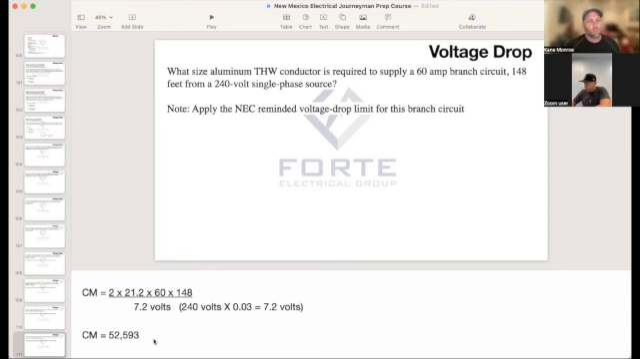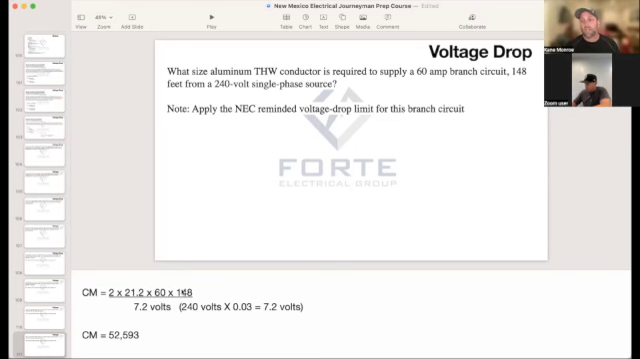What'd you get when you multiplied all this stuff together up here? 216 and 672. So did you take 2 times 21.2 times 60 times 148? Yes, sir. Oh, you know what? I might have done 12. My bad. Okay. Yeah, be careful.